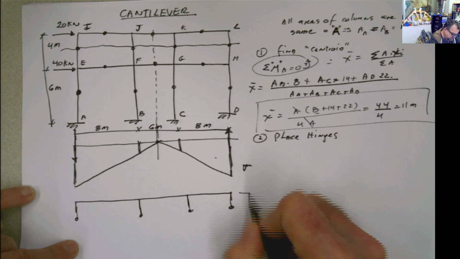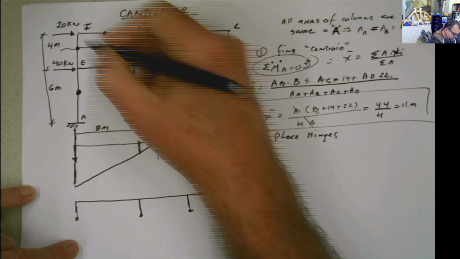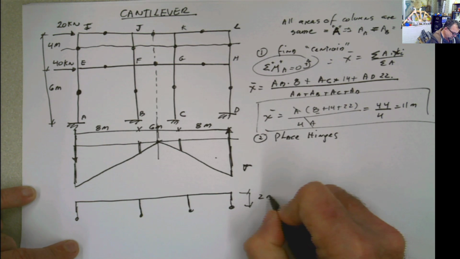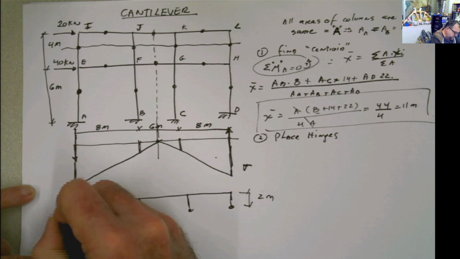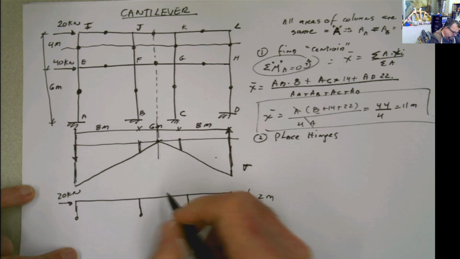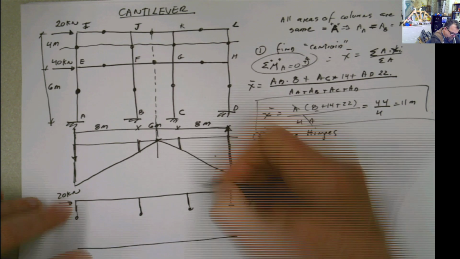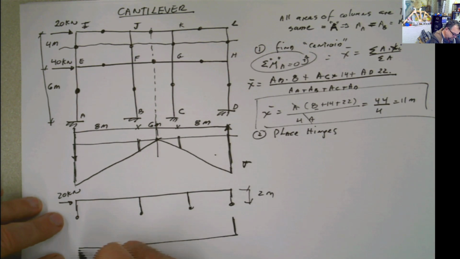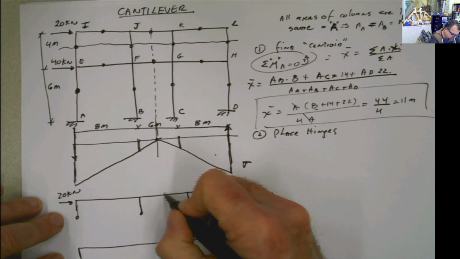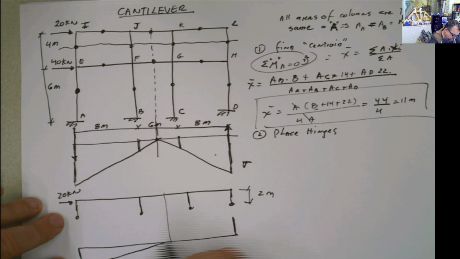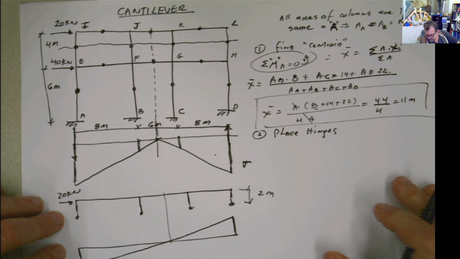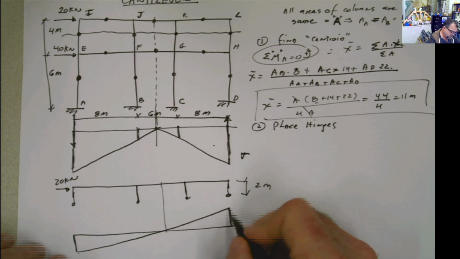When this distance is 2, and we have this 20 kilonewton force here. And once again, if we have this part, I'm going to revert this to make it simpler, like that. And then we have this situation like that.